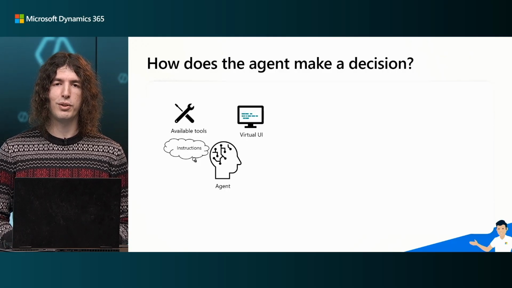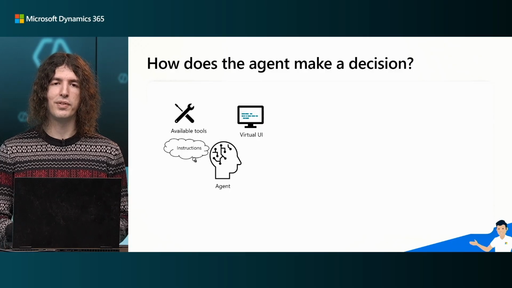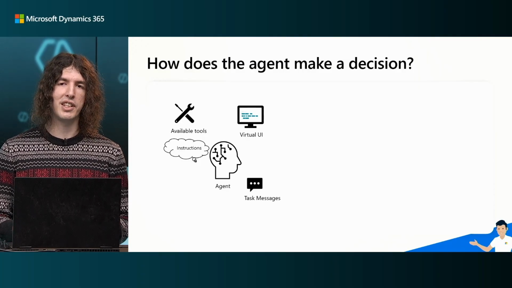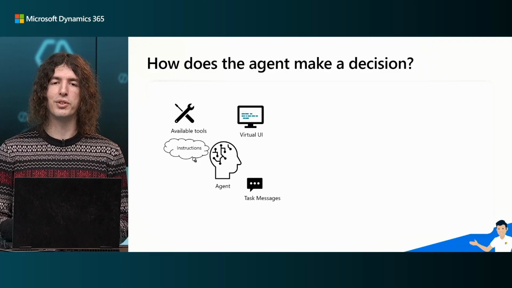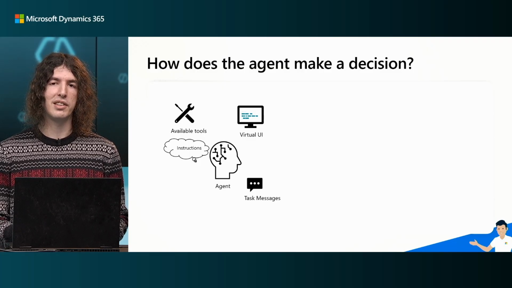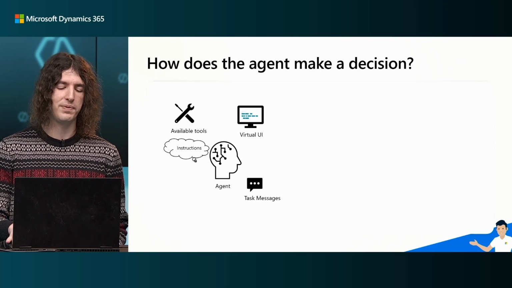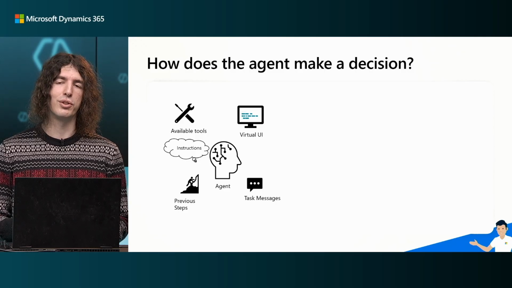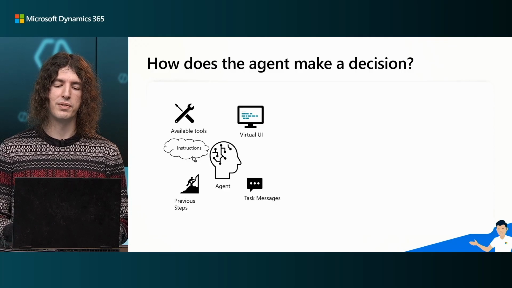Then we have the virtual user interface, which is the way that the agent sees Business Central to understand what is available and what data is there and what it can interact with. Then we have the task messages, which give it specific context on what to do with its instructions, like which sales order to validate if it's a sales order validator agent. And finally, we have the step history, the previous steps, where the agent can see what it did before to understand also how to continue based on this context.